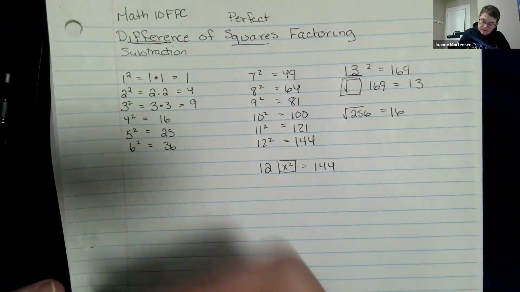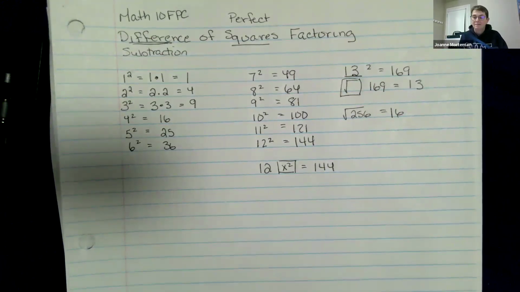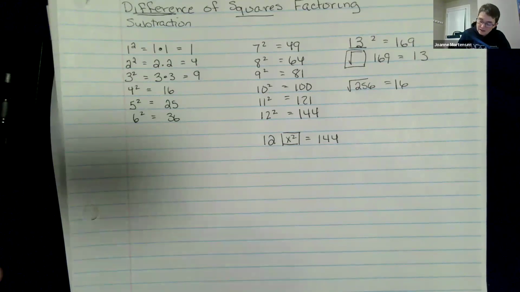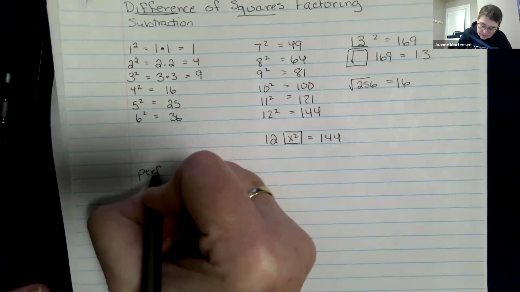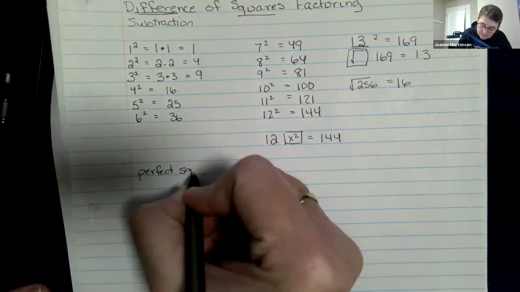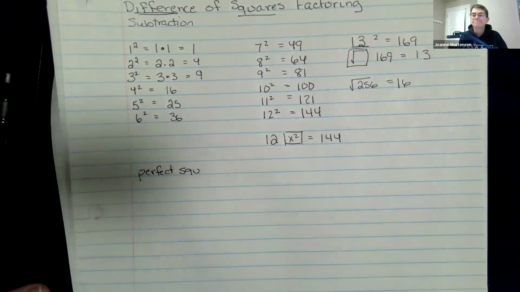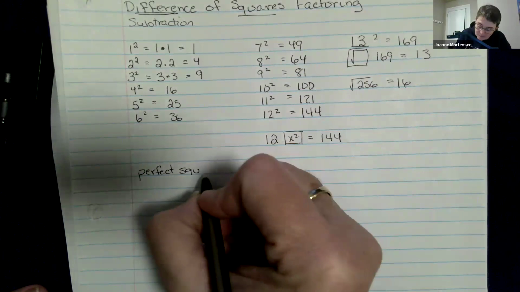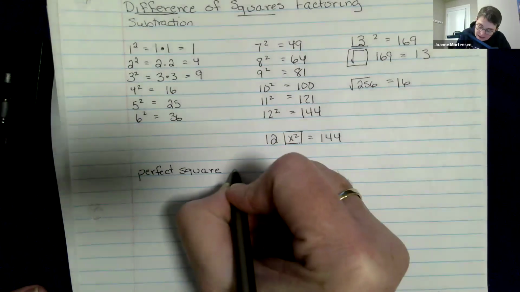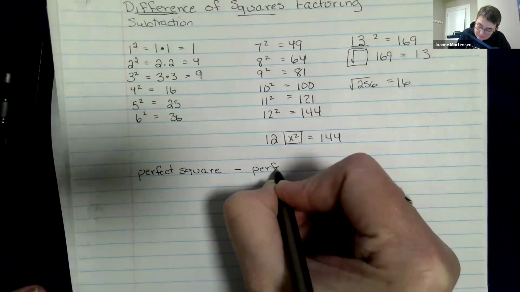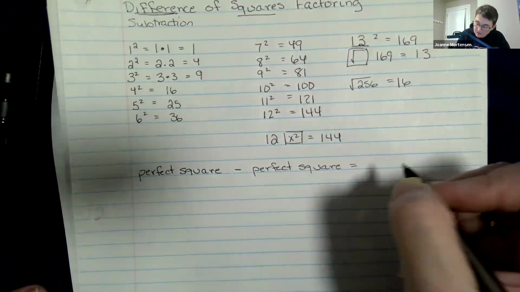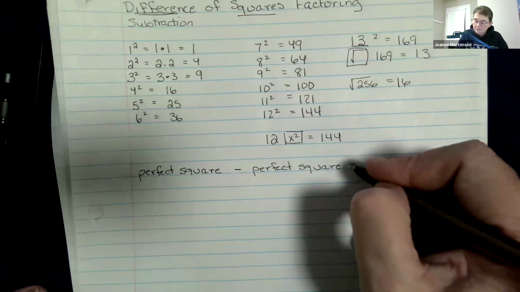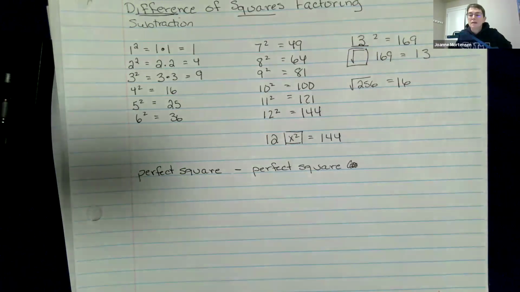So the pattern, and it's a pattern that you just learn to recognize, is some kind of perfect square minus a perfect square is equal to, no, I'm not solving the equation. That's it. It's a perfect square minus a perfect square.